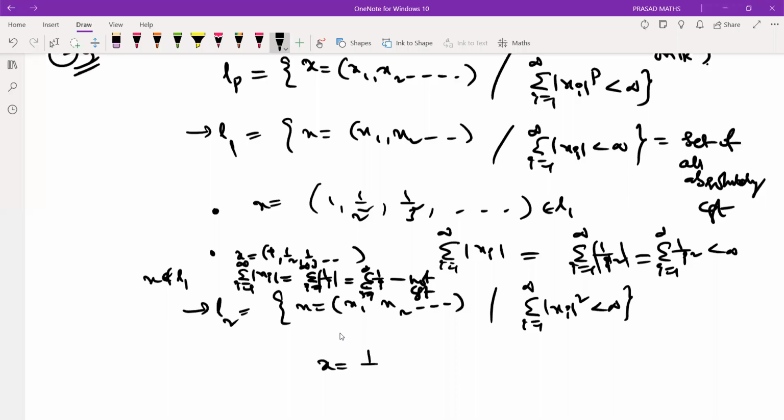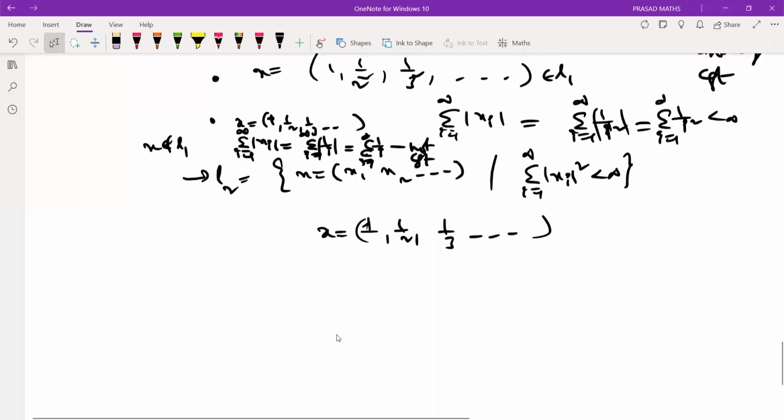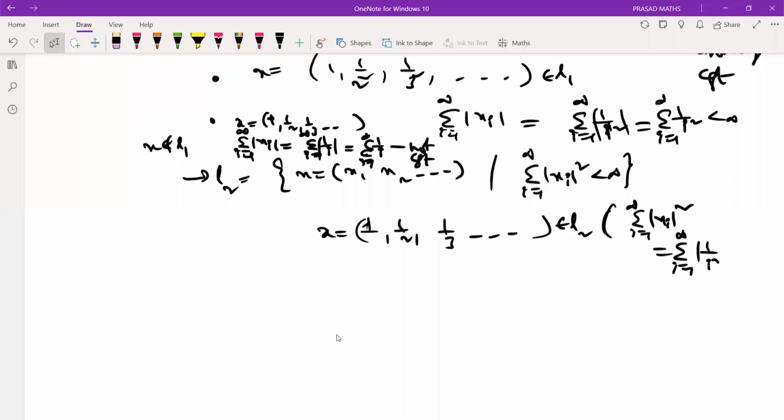See here, suppose you take x equals 1, 1 by 2, the same sequence. Is it an element of L2? Yes, it is an element of L2. Why? Because look at this definition: the summation i equals 1 to infinity of modulus of xi whole square is exactly the summation i equals 1 to infinity of 1 by i square. This is a typical term. By the p-test it is convergent.